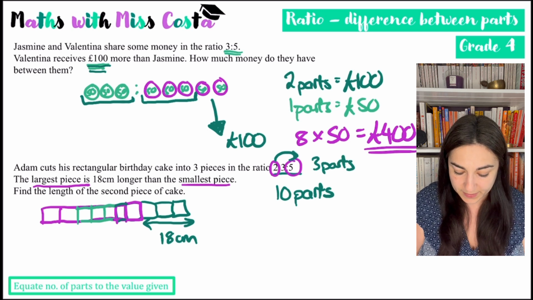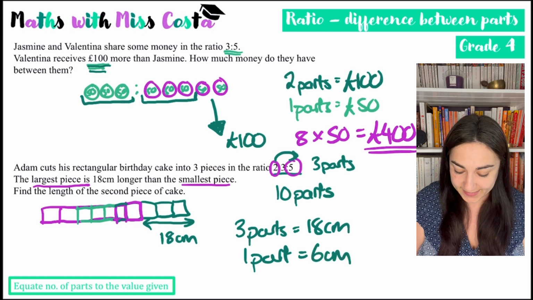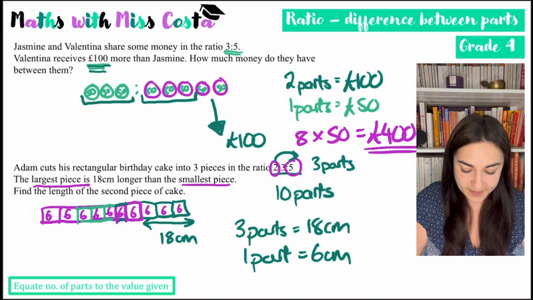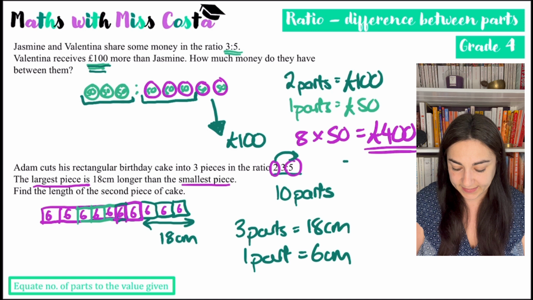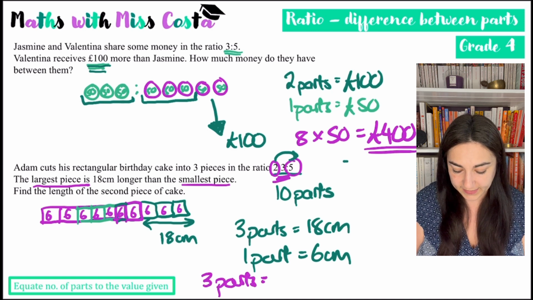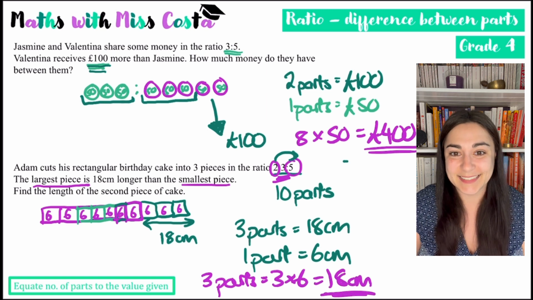So if I know that 3 parts is equal to 18 centimeters, I can figure out that 1 part is 18 divided by 3, which is 6 centimeters. So I know that each little part is 6 centimeters, and I need to work out the length of the second piece of cake. Now, the second piece of cake is worth 3 parts, as I was told here. So 3 parts is going to be 3 times 6, which is 18 centimeters. And that's how I do a question like that.